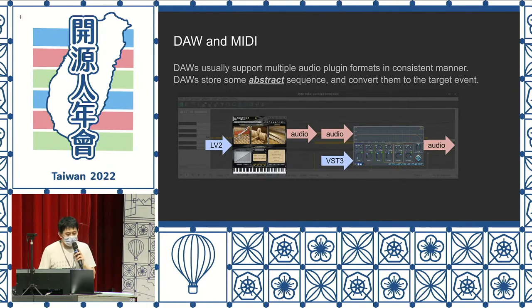It should also be noted that DAWs usually support more than one audio plugin format. For example, on Mac, typical DAWs would support VST2, VST3, and Audio Unit. And they could be used together, mixed together. And say, if a DAW wants to play the sequence that the user entered, it must be kept as some kind of abstract data sequence. And then it has to be converted to each event type for each audio plugin.